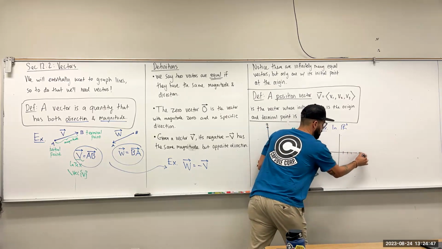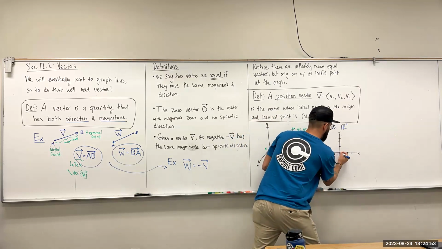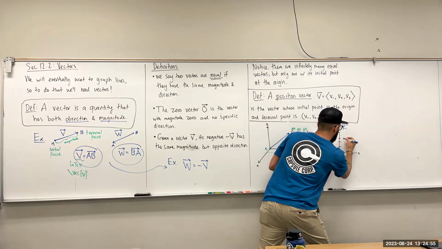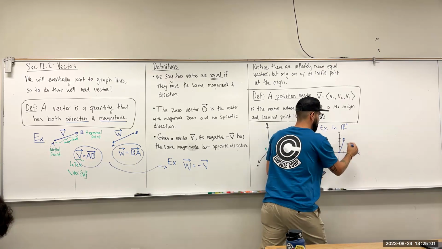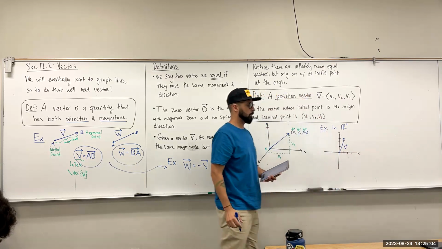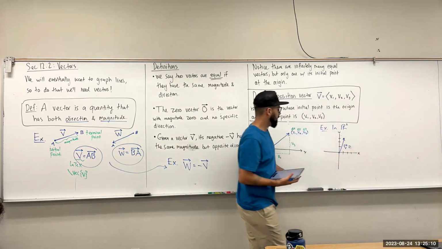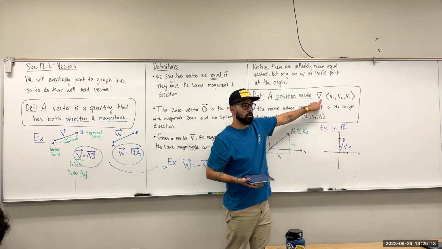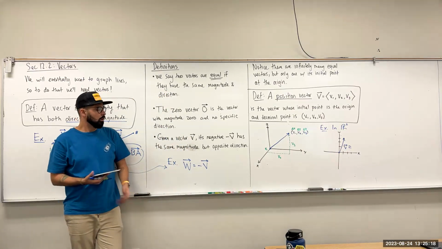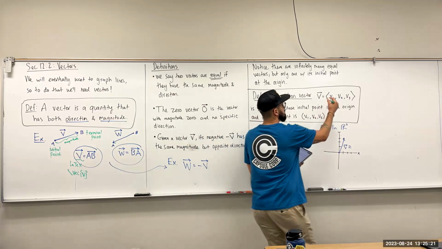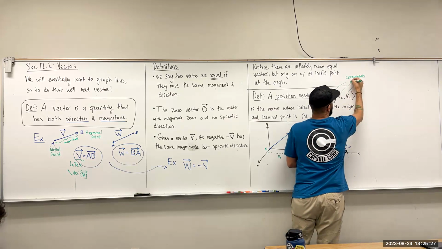So let's say it's 1, 2, 3, 1, 2, 3. And let's say the vector starts here, and then it goes up here. And then that's the position vector. This is V. Okay. If that's V, how do you guys write this using this notation, according to this definition? These are called its components. These are called the components of V.